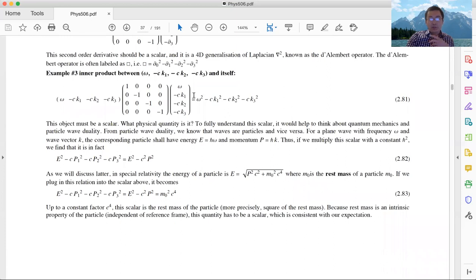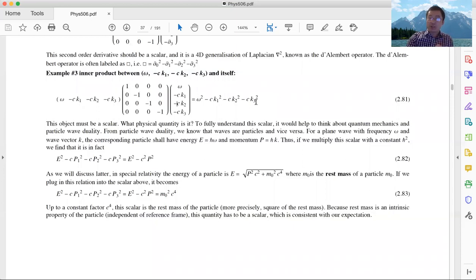And if this is a 4D vector, we can calculate the inner product of this 4D vector with itself, and this should be a scalar. Is that true? Let's look at this. This is a 4D vector multiplied by the metric tensor and itself, and this is the inner product. The inner product should be a scalar. If we calculate it, it's omega squared minus speed of light, k1 squared, minus speed of light, k2 squared, minus speed of light, k3 squared. This one indeed is a scalar, and it has a very clear physical meaning.